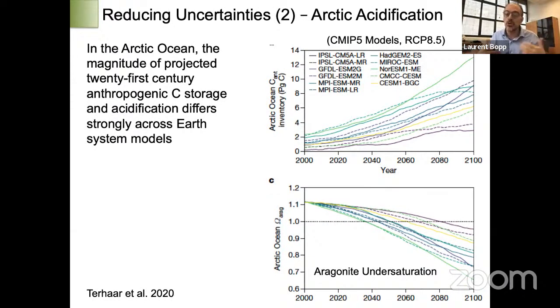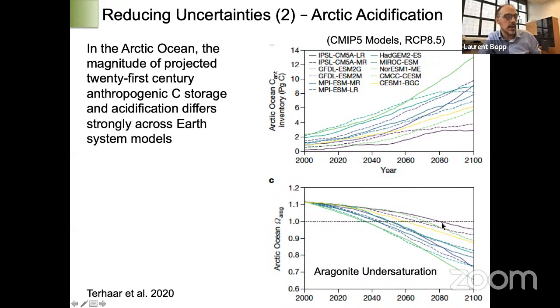So some models do store lots of additional carbon. That's the case of the green model here. And some other models do take up and store much less carbon in the Arctic Ocean. And this results in a huge uncertainty in the projections of deep acidification. Here we are looking at aragonite undersaturation.